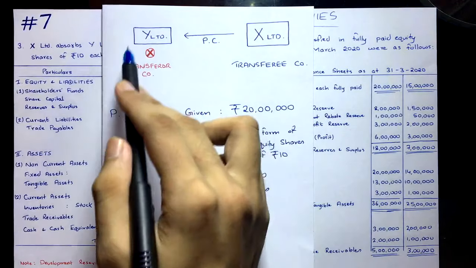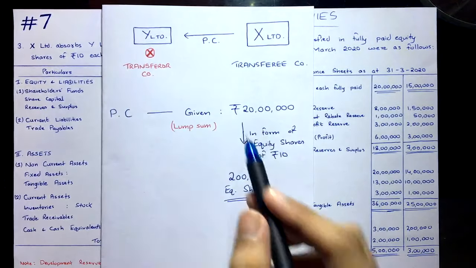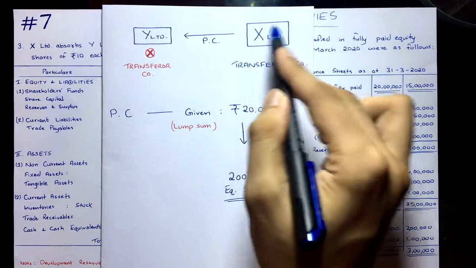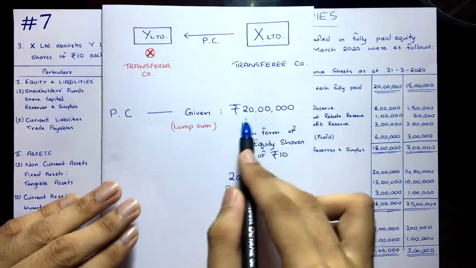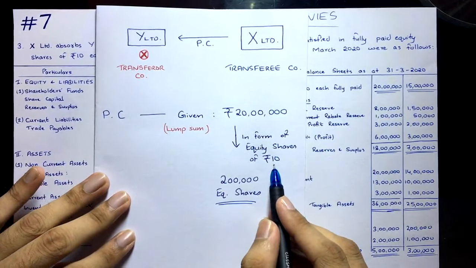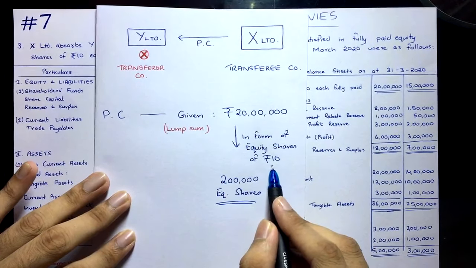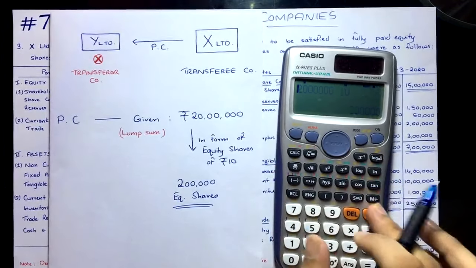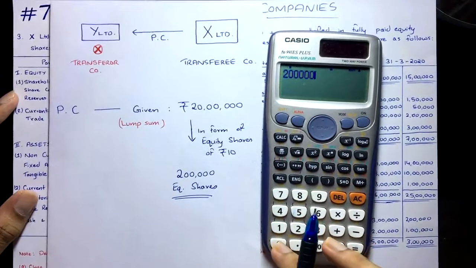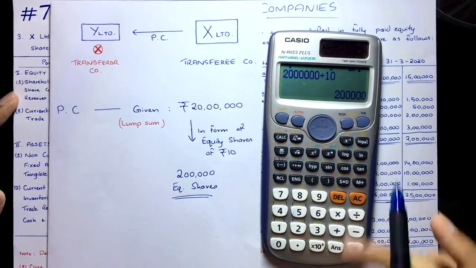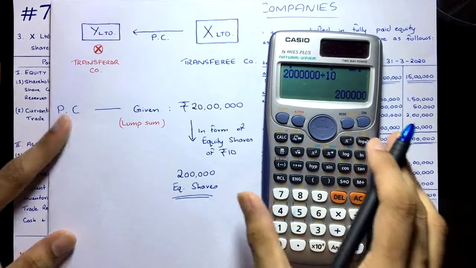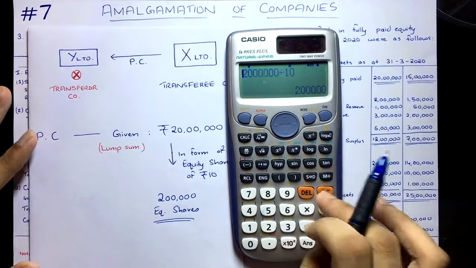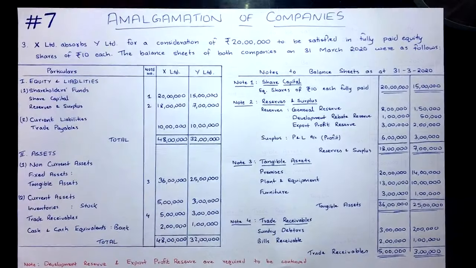Understood? The owners of Y Limited, the equity shareholders, will get equity shares of X Limited. So how many shares does X Limited have to give? The amount is 20 lakh and the shares they are going to issue are of rupees 10, so just divide that. 20 lakh divided by 10 is equal to 2 lakh shares. They are going to issue 2 lakh equity shares to the owners of Y Limited. Now let's come back to the question.